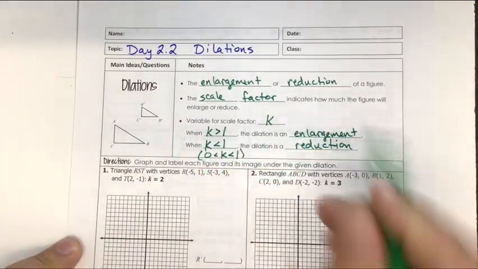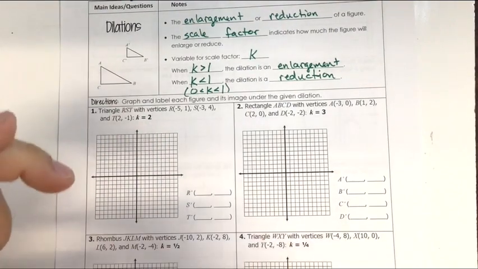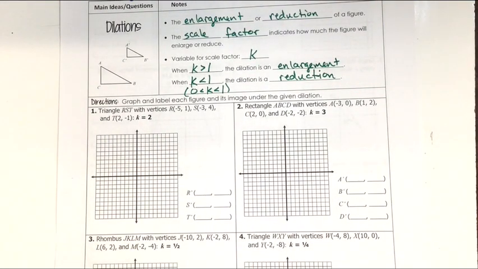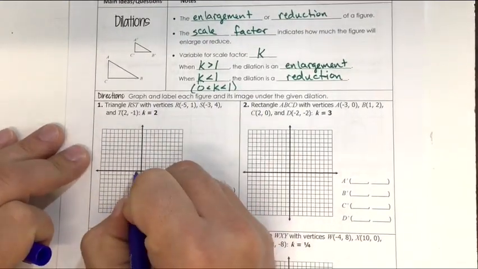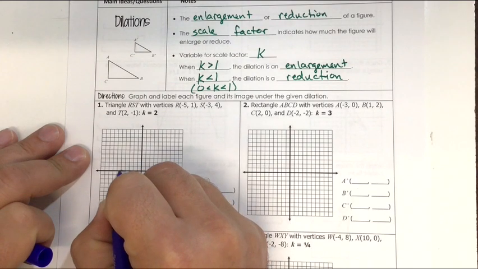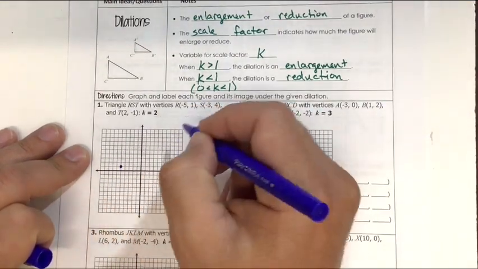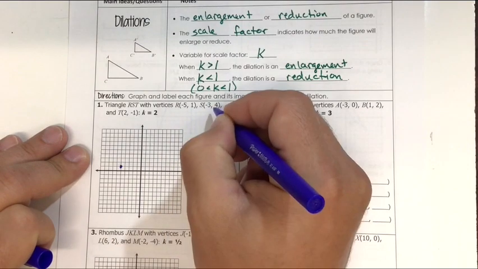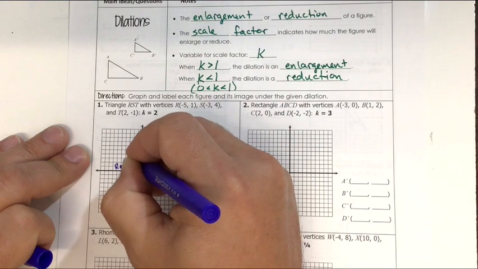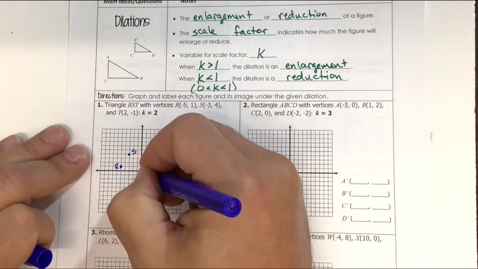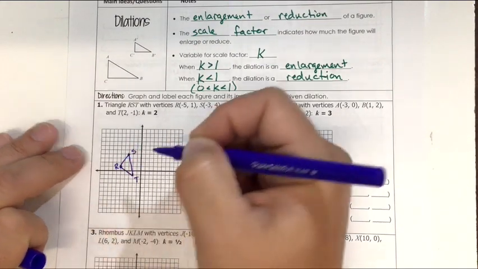Okay? So we're going to practice this a little bit. We're going to start with our original figures, and then we're going to apply our scale factor and get our images after the dilation. So we want to start by plotting the original triangle RST on example 1. R is at negative 5, 1. Notice your scales on your graph are different because we're actually changing size now. S is at negative 3, 4. And T is at 2, negative 1. So we're going to plot that figure.